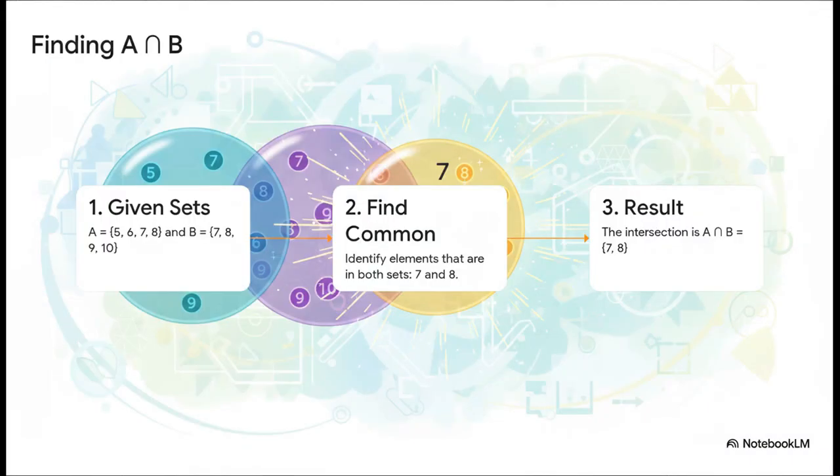So let's actually solve one. We've got set A and set B. We're basically just playing a matching game. We look at both lists and hunt for the numbers that appear in both. Is 5 in both? Nope. 6? Nah. But wait, 7 and 8? Yep, they're in both. So we pull those two out, and that's it. That's our intersection, the set containing just 7 and 8.